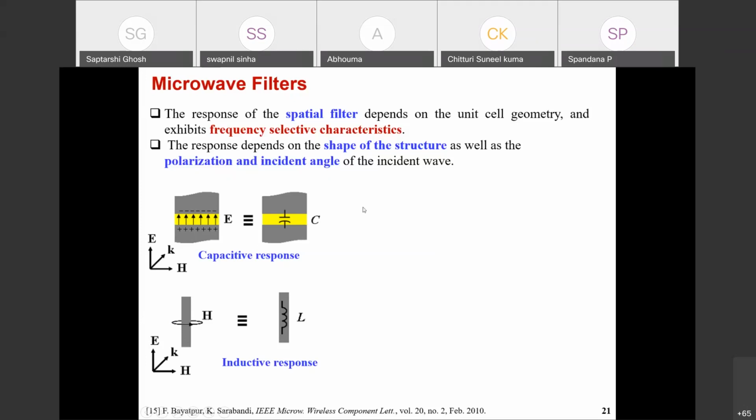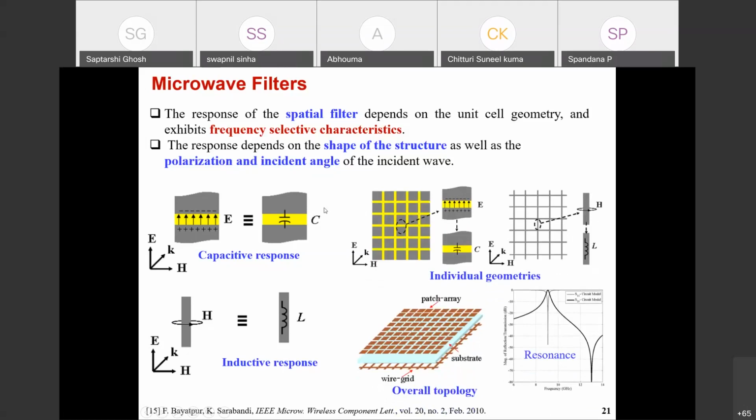If we combine these two together, that means if we give the capacitive response in one geometry and the inductive response on one layer of another dielectric layer, so the dielectric layer top surface is giving the capacitive response and the bottom layer is giving the inductive response. Now if we combine them together, it will give the band pass filter. And in this type of case, we can use it for metamaterial based microwave filters.